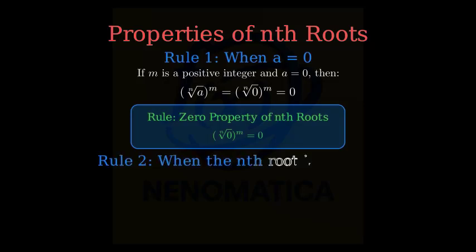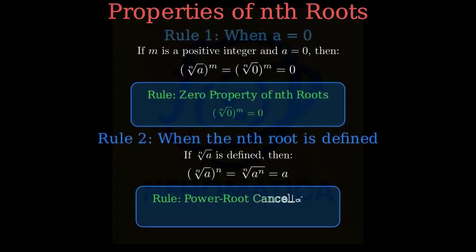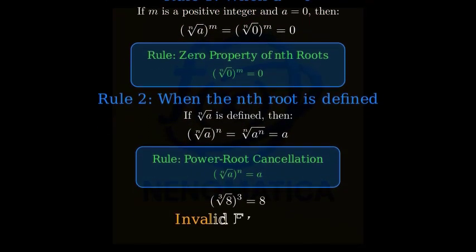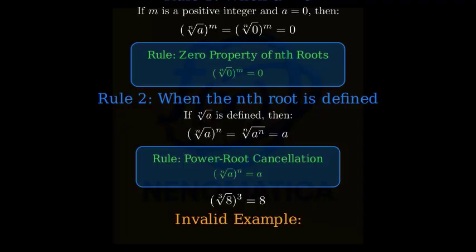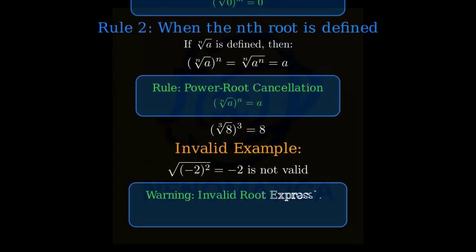Symbolically, this means that the nth root of 0 raised to the mth power equals 0. Now, let's move to our second rule. If the nth root of a is defined, then we can write the nth root of a, raised to the nth power, equals a. For example, when we have the cube root of 8, we can cube both sides to get 8. However, not all expressions involving roots are valid. For instance, the equation square root of -2, squared, equals -2 is not valid because the square root of a negative number is not defined in the real number system.